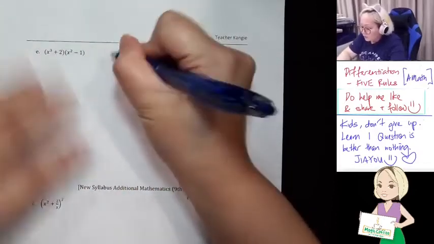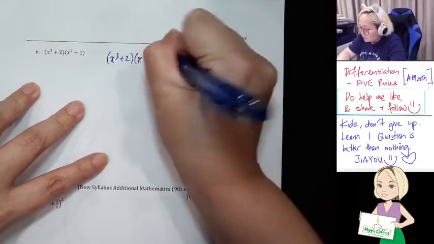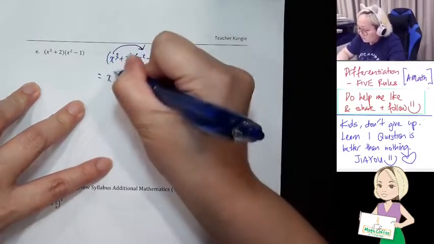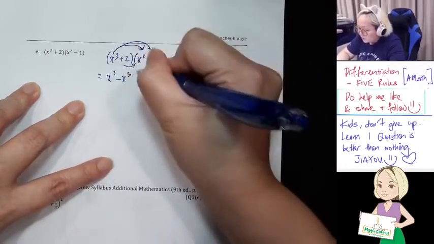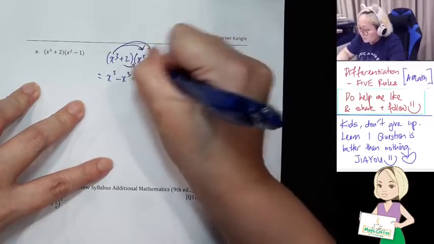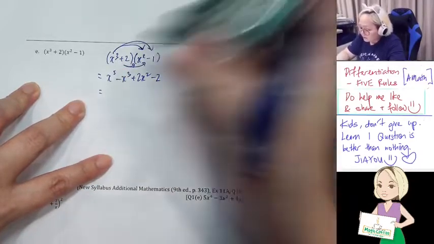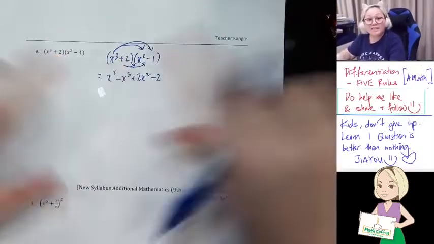So I write down the question first: x cubed plus 2 and x squared minus 1. So do the rainbow. This one times this one will be x to the power of 5. This one times this one will be minus x cubed. This one times this one is plus 2x squared. This one times this one is minus 2. Hey, cannot simplify it, no like terms. So this is the expanded form, which is the single expression.